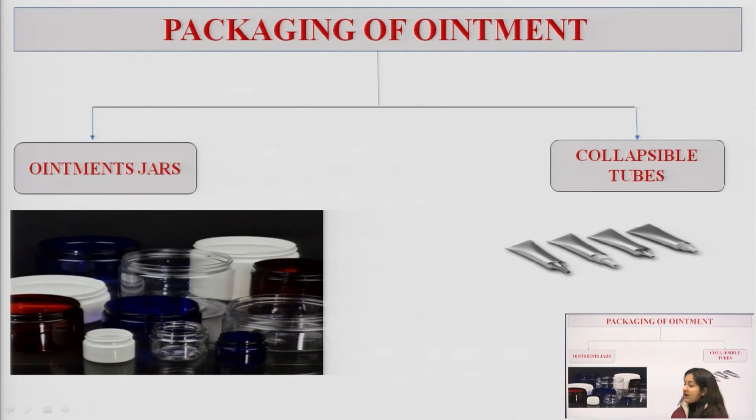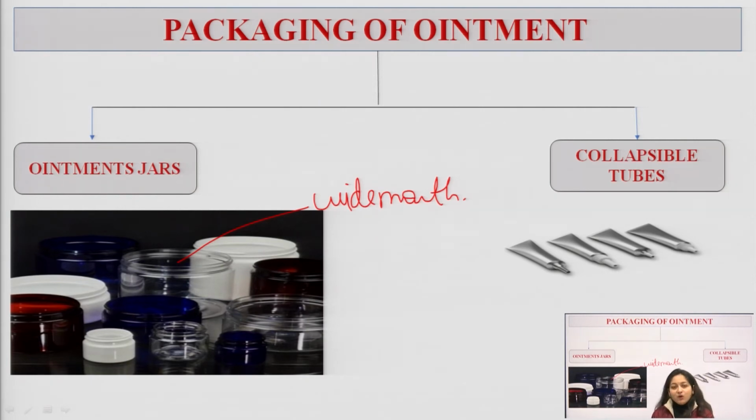Majorly, two types of jars or collapsible tubes are supplied to the manufacturers by the packaging department in order to pack these ointments. The very first jar is supplied in order to pack ointments which are to be given in a huge quantity, because these ointments are supposed to be in wide mouth containers only. Wide mouth containers are an important aspect of packaging of ointment.